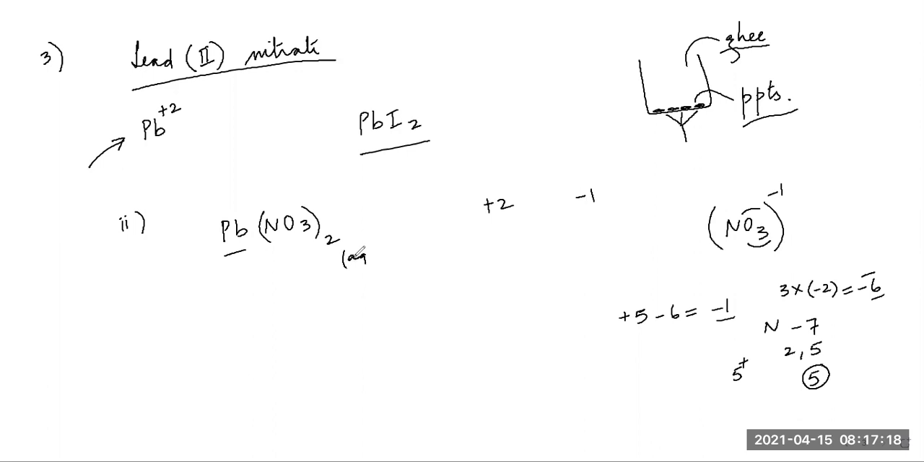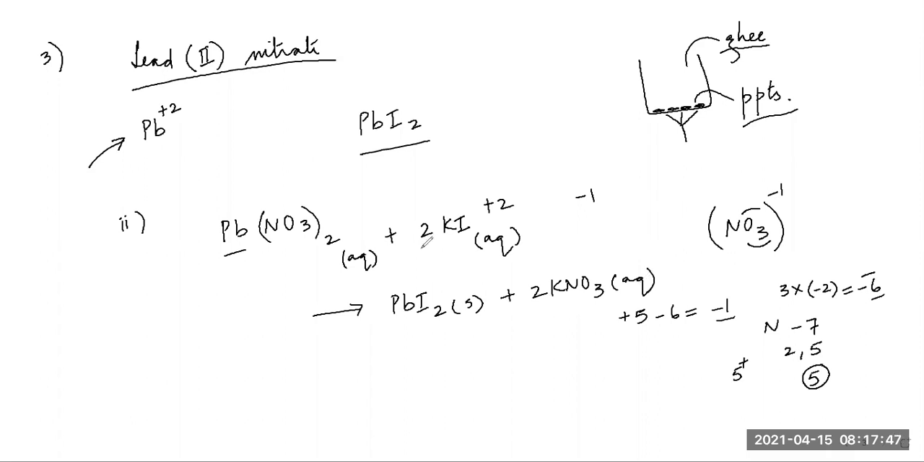Aqueous, plus potassium iodide, KI, both +1 and -1, so it becomes KI. It will cancel. Aqueous will give you PbI2, solid. I told you one will be aqueous, potassium nitrate. This will be aqueous.